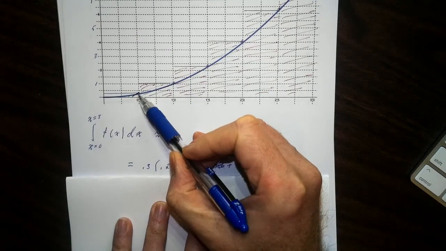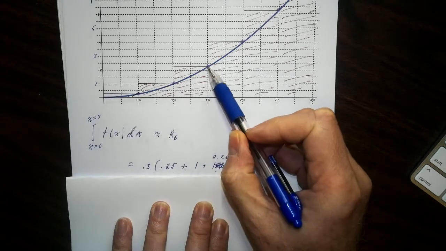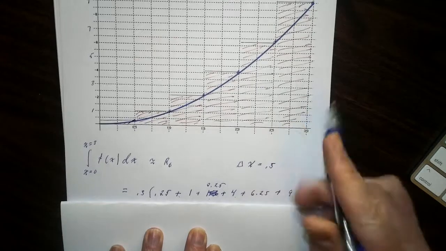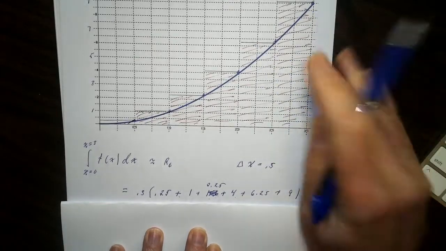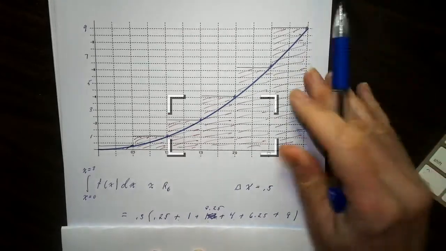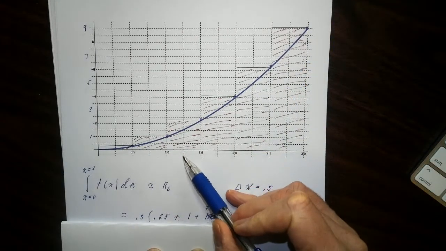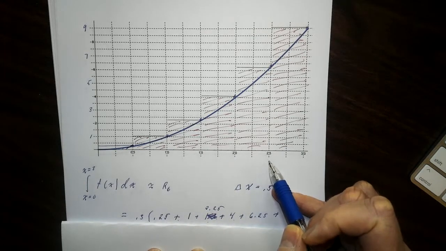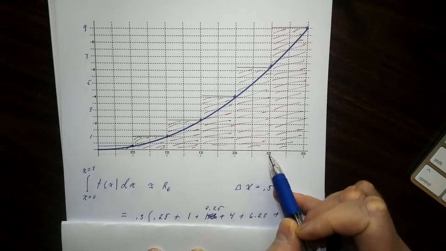So 0.5, I look at that height. 1, I use that height. 1.5, I use that height. 2, I use that height. 2.5, I use this height. In 3, I use this height, which is up at 9. So again, the width of each rectangle is 0.5, and the height of each rectangle is going to be the function output at the right-hand endpoint of the subinterval.